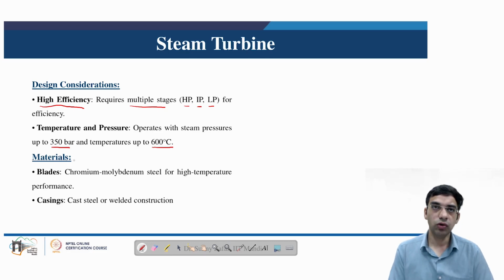So what materials go into making the steam turbine? The blades of the steam turbine are popularly made with chromium molybdenum steel, which is known for its high temperature performance. It can also resist corrosion to a larger extent, and it can operate well in the operating conditions as mentioned above. The casings of the steam turbine are generally made of cast steel and are welded in the system during construction of the steam turbine.